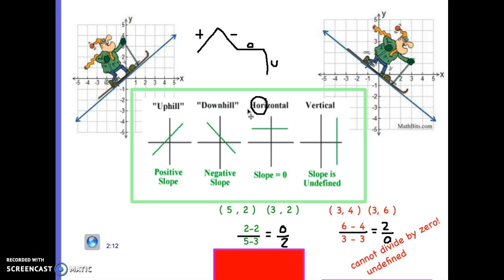And you might remember Ski Dude talking about puff, puff, positive, nice, negative, the horizontal part being zero fun, and then I think he crashes off the cliff and screams undefined, because a vertical line has a slope that's undefined.